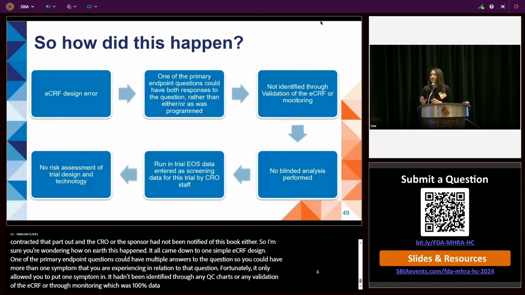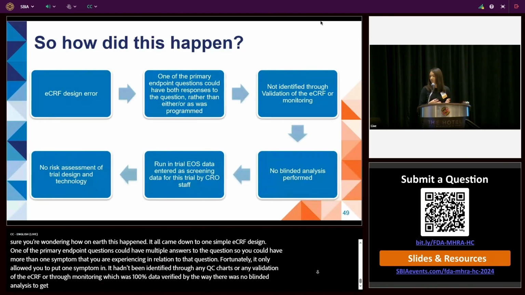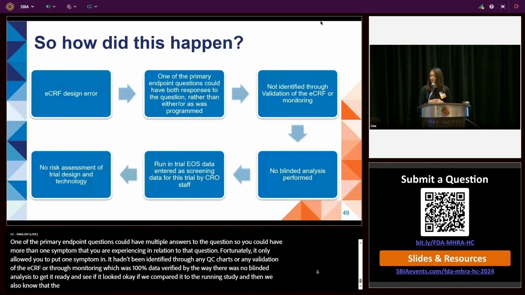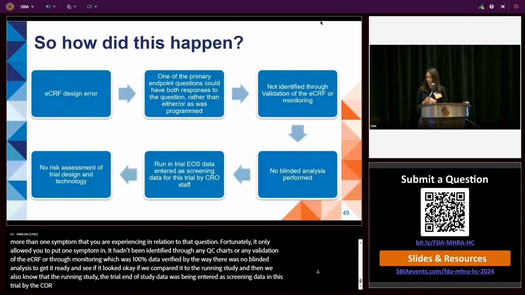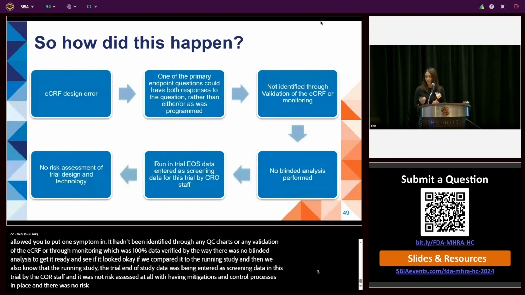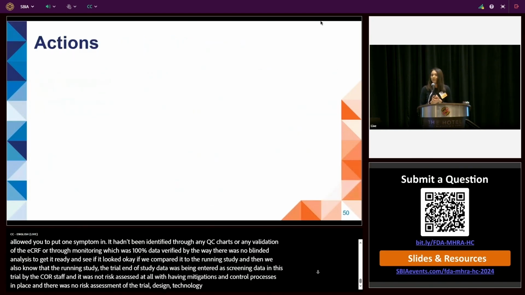There was no blinded analysis performed of the data to get the tables ready in a blinded form to see, oh, does the data look okay if we compare this with the run-in study? And then we also know that the run-in study end of study data was being entered as screening data in this trial by CRO staff, and that had not been risk assessed at all, with mitigations and control processes in place. And there was no risk assessment at all of the trial, the design, the technology, you name it. So we needed some action.